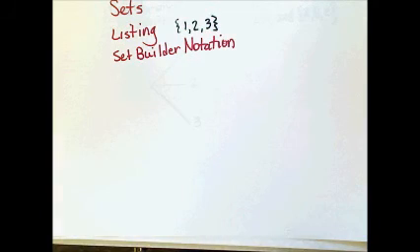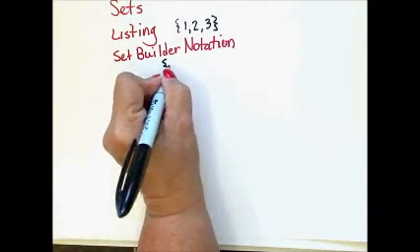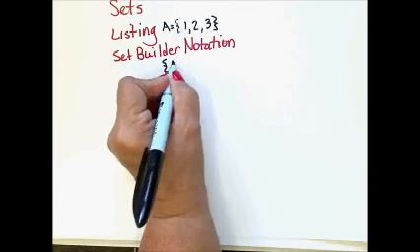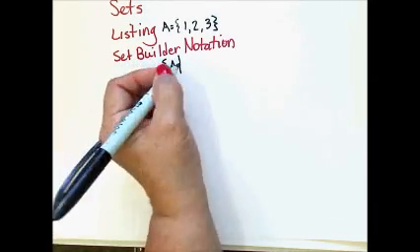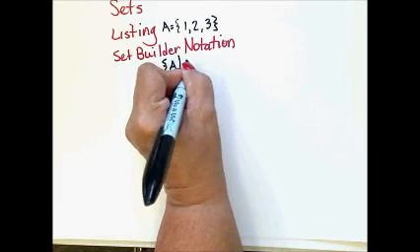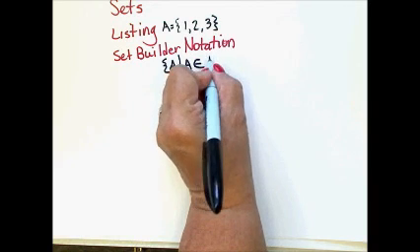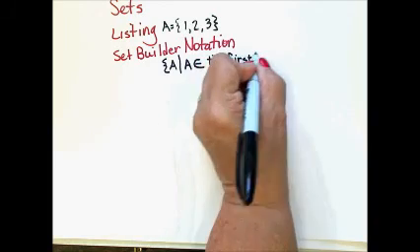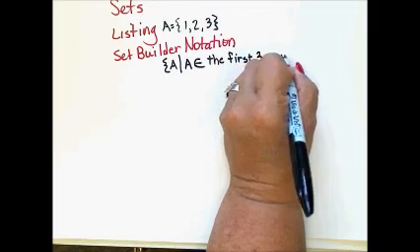Set builder notation is where we identify by saying it's the set of all. If this is set A, it's the set of all A such that A is an element of the first 3 counting numbers.